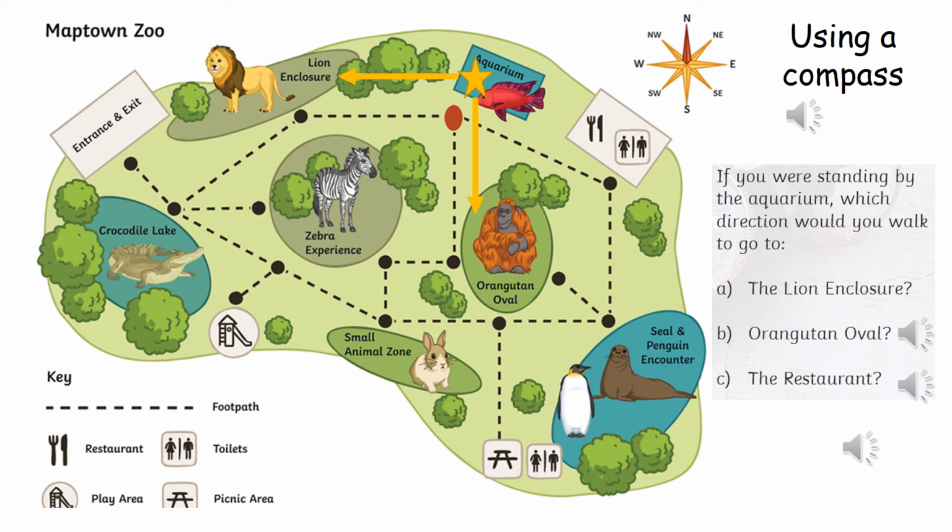Again, we're starting at the aquarium. Which direction do you need to walk in to get to the restaurant? Look at the key. The restaurant is shown by the knife and fork. So then have a look, where is the knife and fork drawn on the map? And which direction do you need to go in to get from the aquarium to the knife and fork?